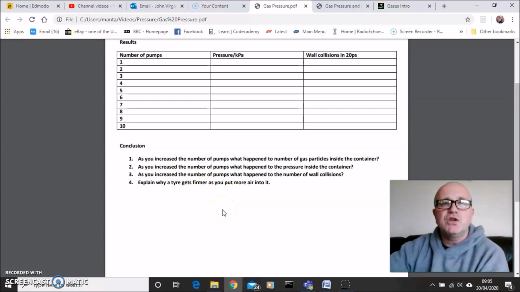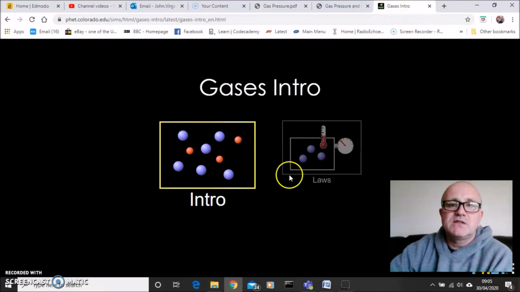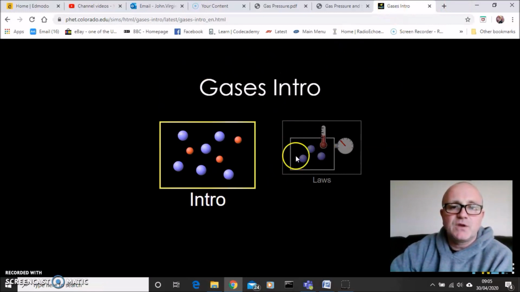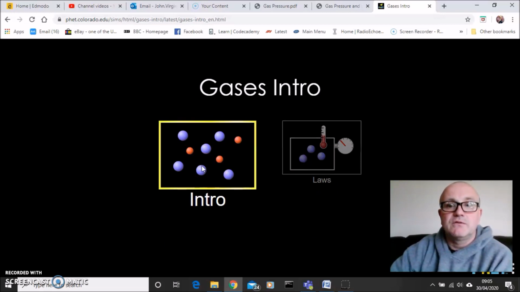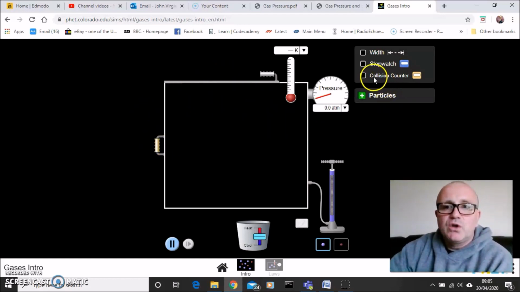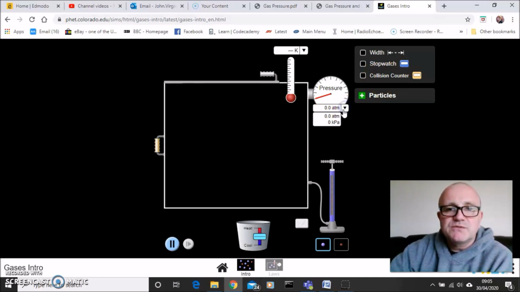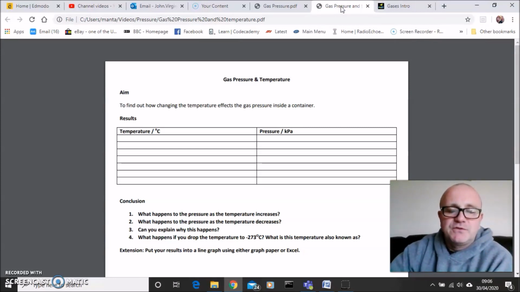Now today you are going to do a second virtual experiment. You're going to need to open up that same website. Again, click on Intro. You've got the same thing again. This time we're not going to worry about the counter. Before you go any further, can you make sure please that you set the units for pressure to kilopascals? Make sure that you set the temperature to degrees Celsius. There is also a worksheet that I have attached for today's work as well.